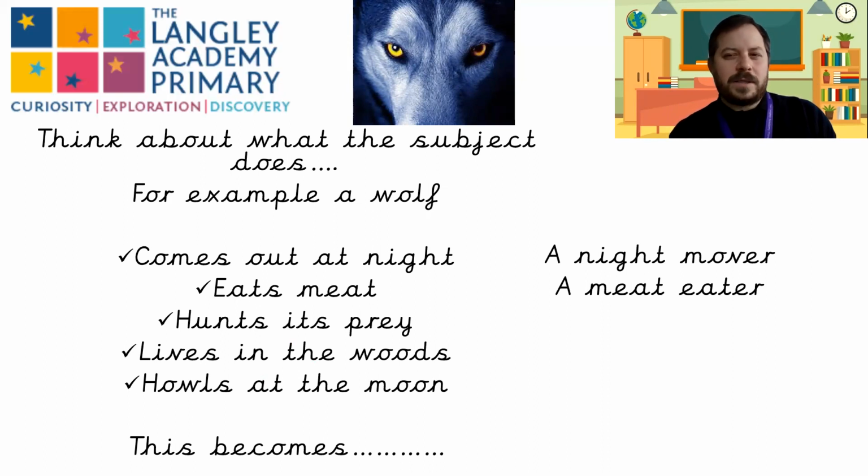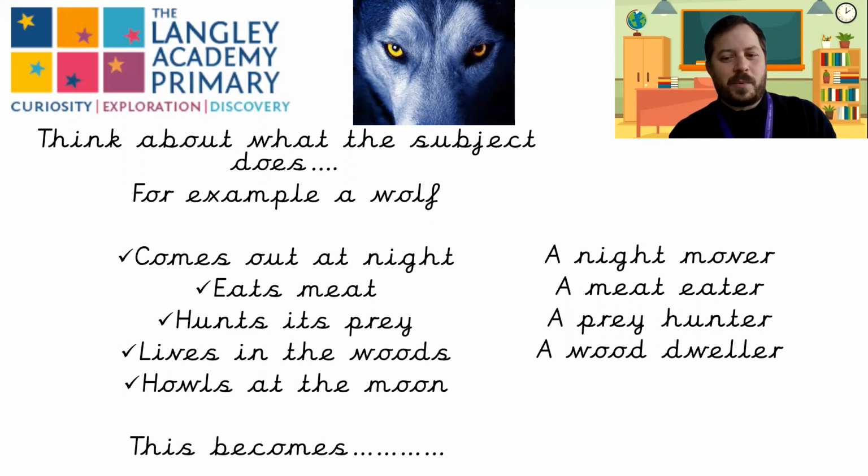How about hunts its prey? A prey hunter. Lives in the woods becomes woods dweller, dweller meaning person that lives there. And a final one, howls at the moon. I hope you've all got the gist by now. The idea being a moon howler. And that would be our poem. And by the end of it, hopefully you'd have to guess what it was.